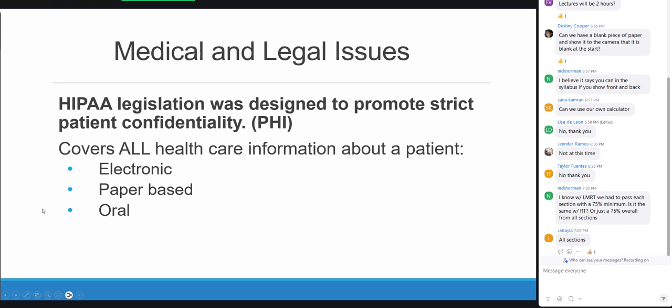Now, for HIPAA, remember this is the Health Insurance Portability and Accountability Act. I think it came about in 1993, 1990, I think it was 93. The legislation was designed to promote portability of the patient's health records and ensure consistent, informed care for all providers. That's what HIPAA was initially designed for.